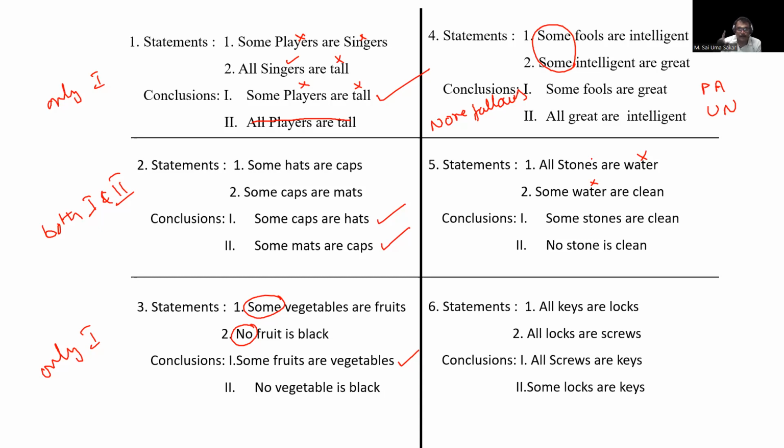Now go to the complementary pair. Complementary pair, what is the first conclusion? Particular affirmative. What is the other conclusion? Must be universal negative. First conclusion is particular affirmative, second one is universal negative. Here both subject and predicates also same. Stone, stone, clean, clean. So what is the answer? Answer is either 1 or 2. This is the complementary pair. What is the complementary pair?